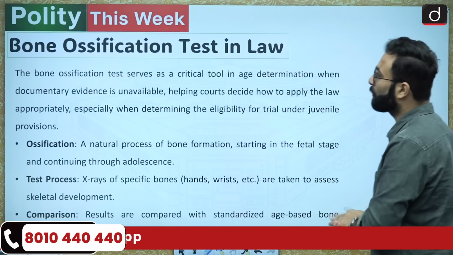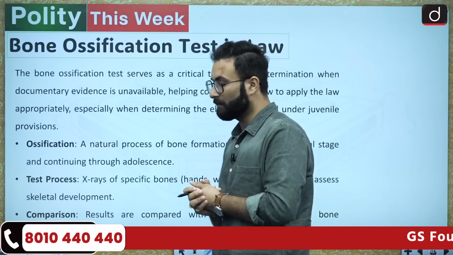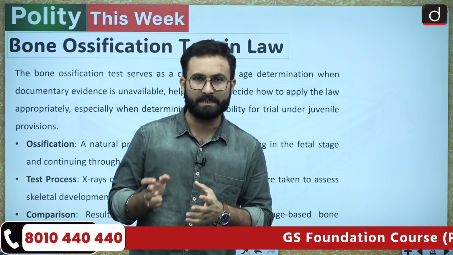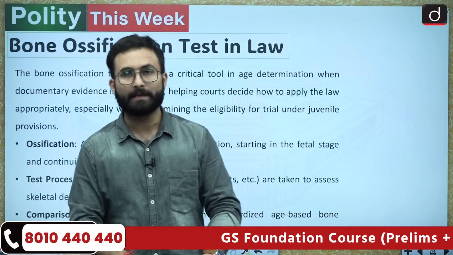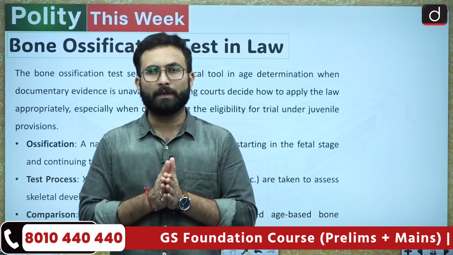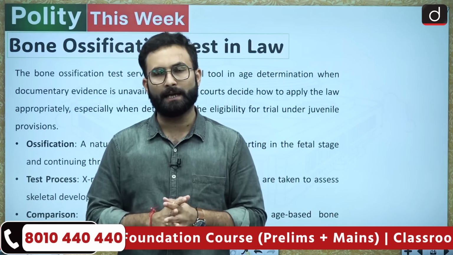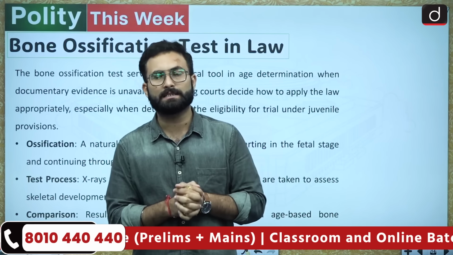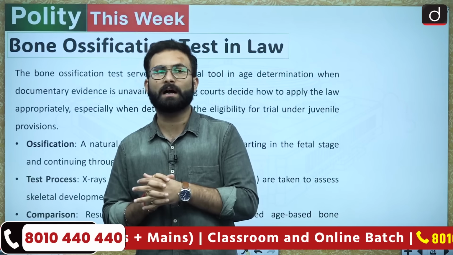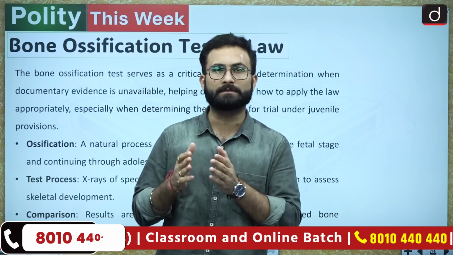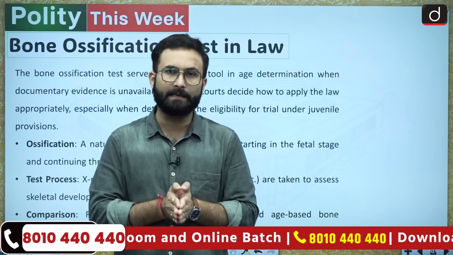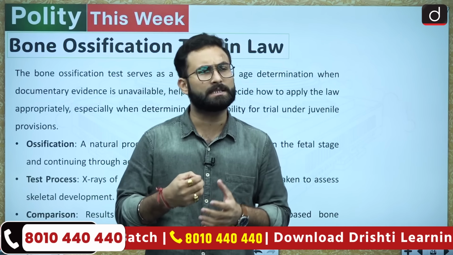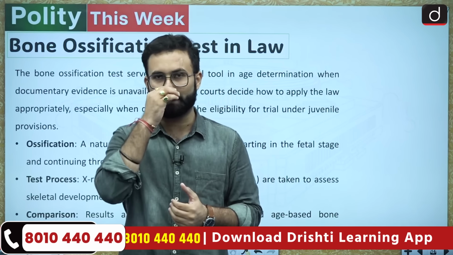Now moving further, we'll be talking about the bone ossification test. As I told you, there was an assassination, and after that there are various accused. One among them is saying that he is a child and should be tried under the Juvenile Justice Act. Why? Because under the Juvenile Justice Act there are provisions made for a child. These provisions are lenient in nature, not punitive; they are corrective actions.